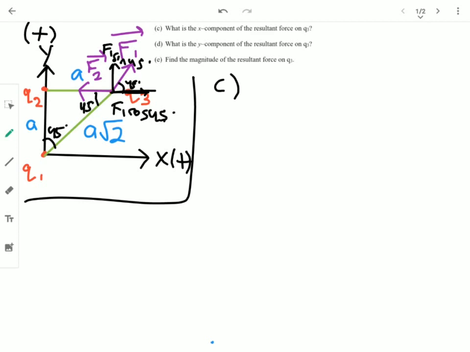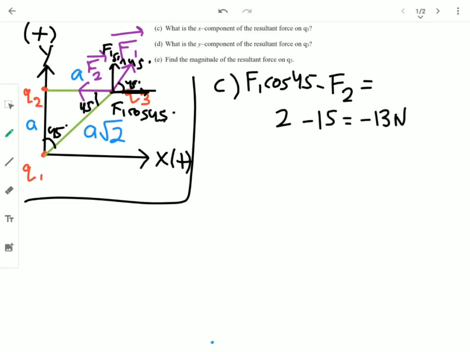So obviously the X component would be F1 cosine 45 minus F2. So you would get something like 2 minus 15, giving you minus 13 newtons. Another way to represent this would be minus 13 i newtons, so you would know that it's the X component.